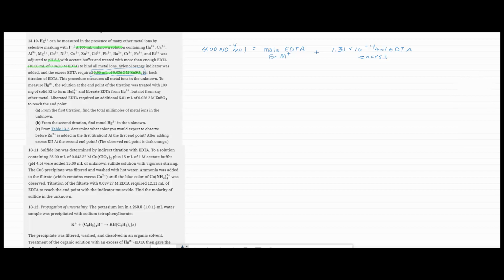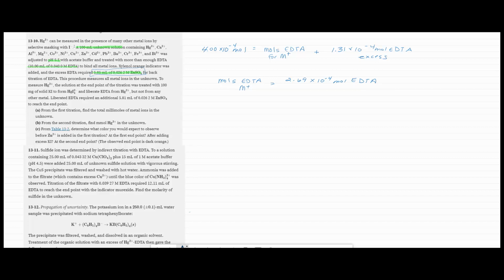So how many moles of EDTA were used to complex all of those metals? Well, it's a simple subtraction problem. And I get the moles of EDTA that were used for all of the metals are equal to 2.69 times 10 to the negative 4. And again, that is moles of EDTA. Now we can move on to the next part of the problem.